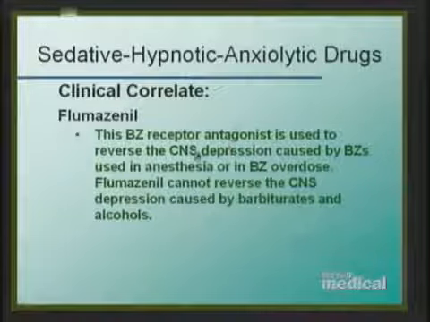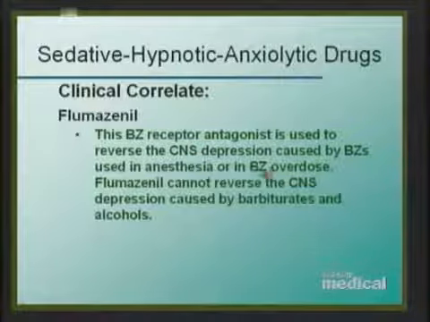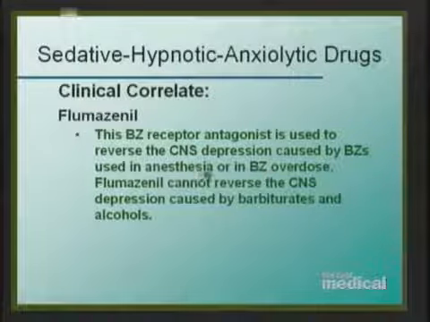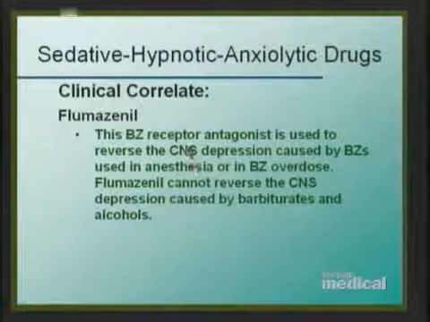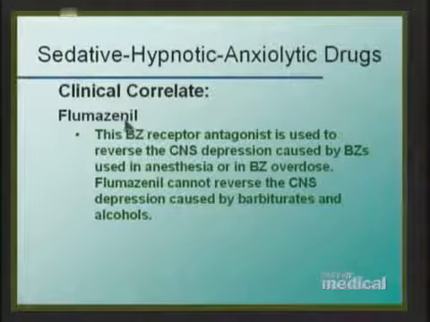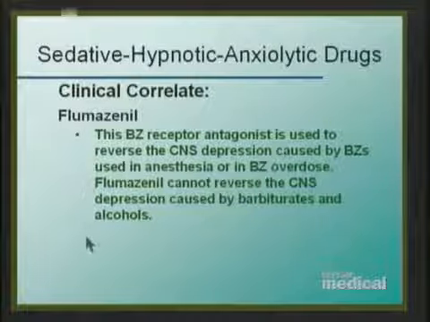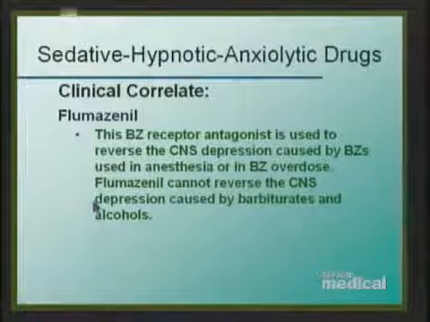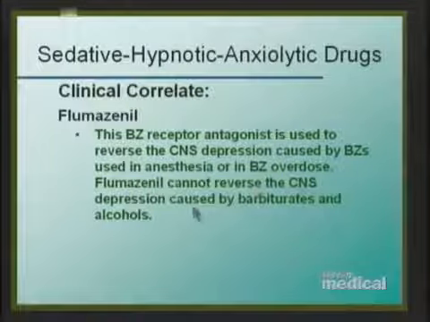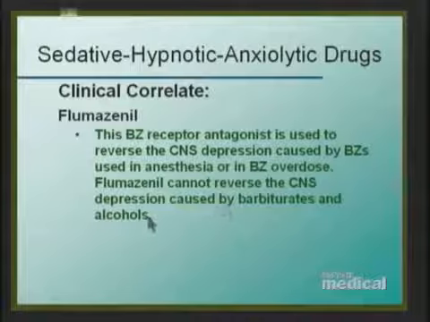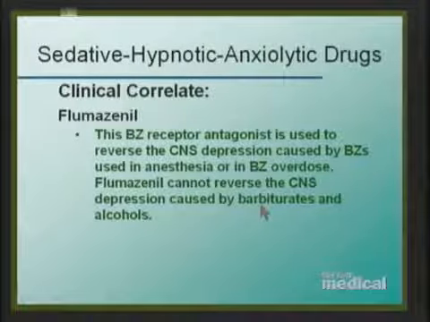So if you have CNS depression from a benzodiazepine, such as you would have in overdose, or such as you would have when you use IV benzos, for instance in anesthesia, to reverse the CNS depressant effect, you could use flumazenil. The point your boards are after, which makes most sense in basic pharmacology, is the fact that flumazenil will not reverse the CNS depression of barbiturates or alcohols. Of course, why do you think this is the case?